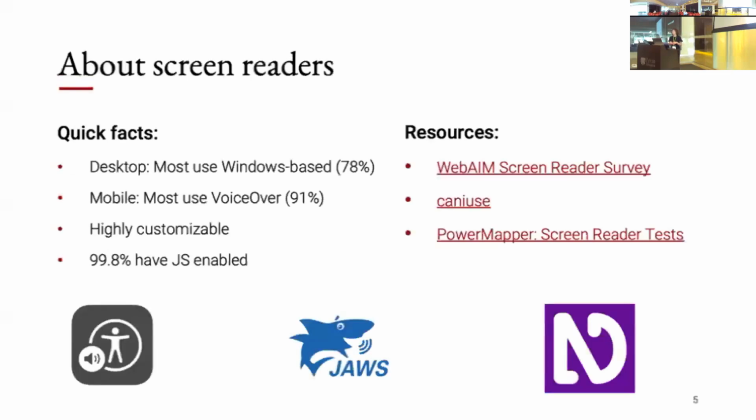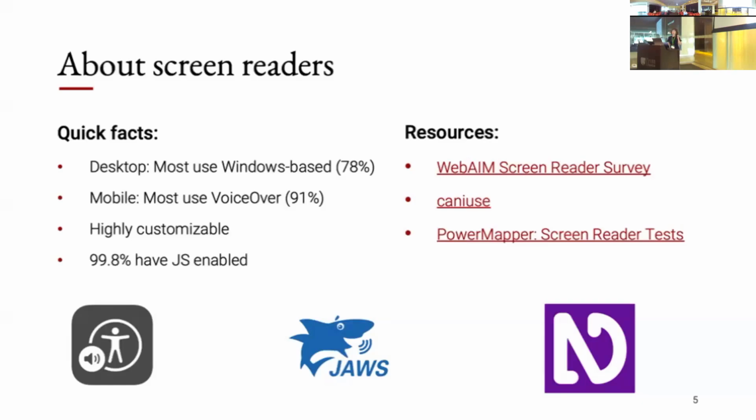So some screen reader fast facts. The most popular, if you are on desktop, most screen reader users are going to be using a Windows-based screen reader. So that's going to be your NVDA or your JAWS. About 78% of screen reader users will be using those tools. Now, however, if you're on a mobile device, chances are you're going to be using VoiceOver, which is iOS's or Apple's screen reader, and that's 91% of screen reader users on the mobile device.